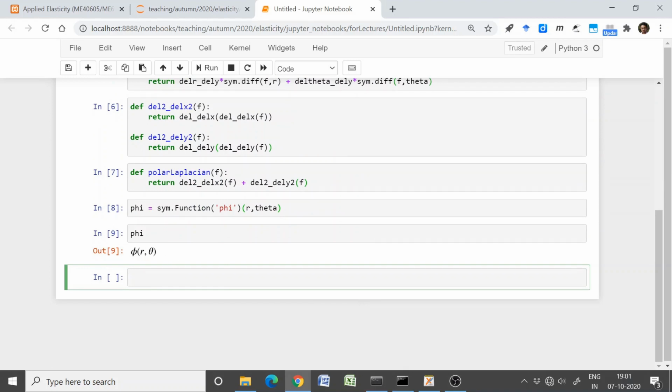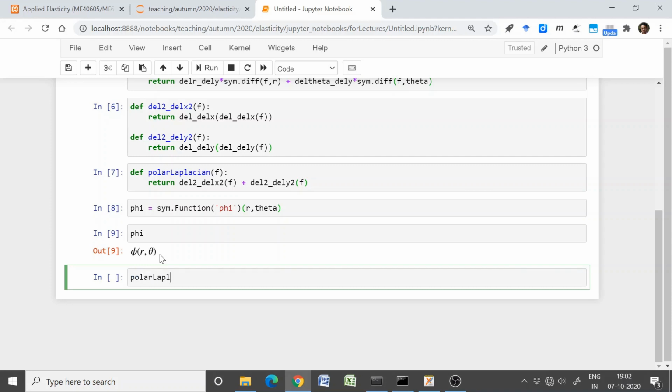This is actually displaying phi, but because phi has been defined not as a symbol but as a function, where this capital F function is something internal to Symbolic Python, you see that this functional dependence on r and theta is clearly displayed in this output cell. So we are good. We can proceed to find out the polar Laplacian of this.